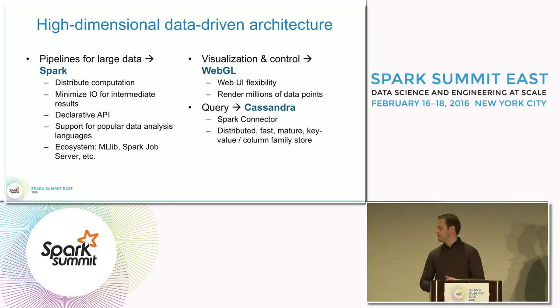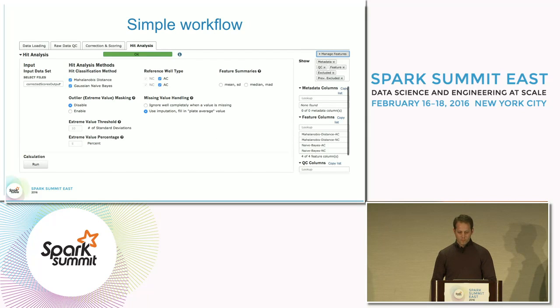The final big piece architecturally was Cassandra. To drive those visualizations, we wanted pretty fast random access to different chunks of the data. And Cassandra was a good choice for that, not least because of its Spark connector.